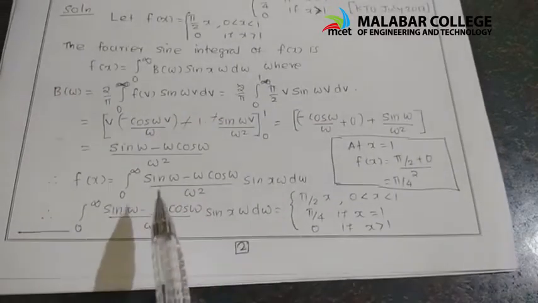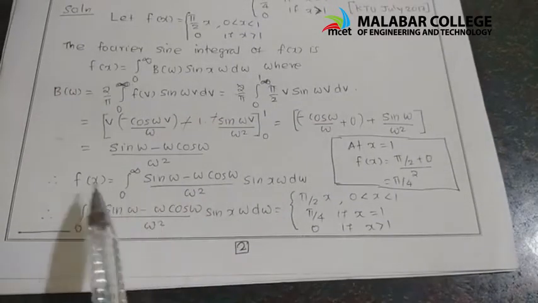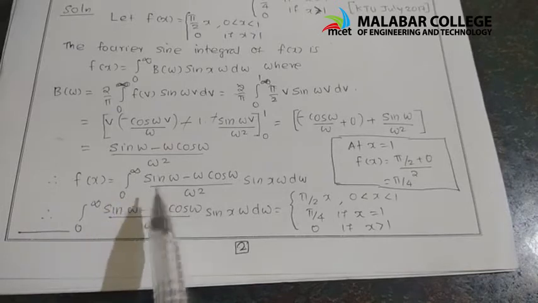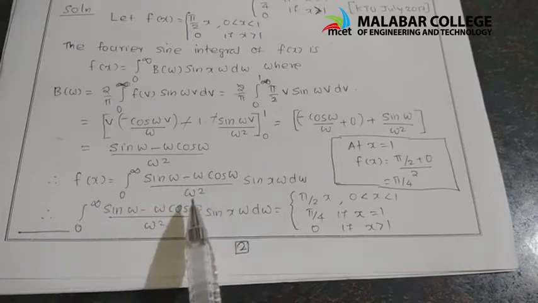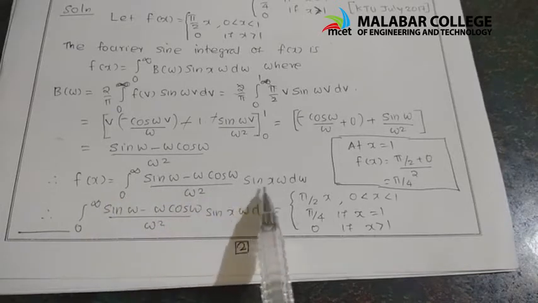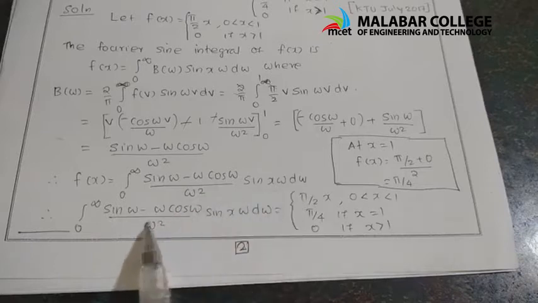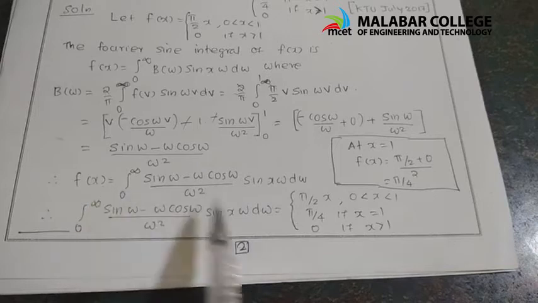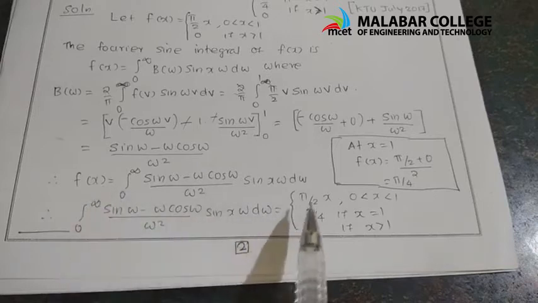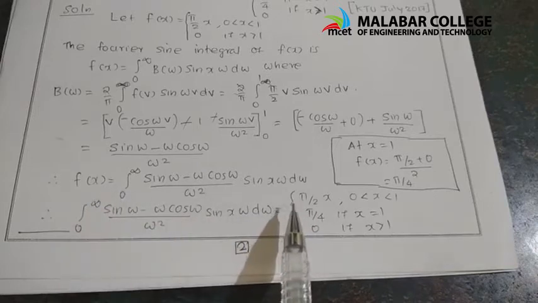Substituting this value in place of b omega, we will get the answer like this: f of x equal to integral 0 to infinity (sin omega minus omega cos omega) by omega square sin x omega d omega. So this I am writing here, and it equals f of x, with the corresponding values.